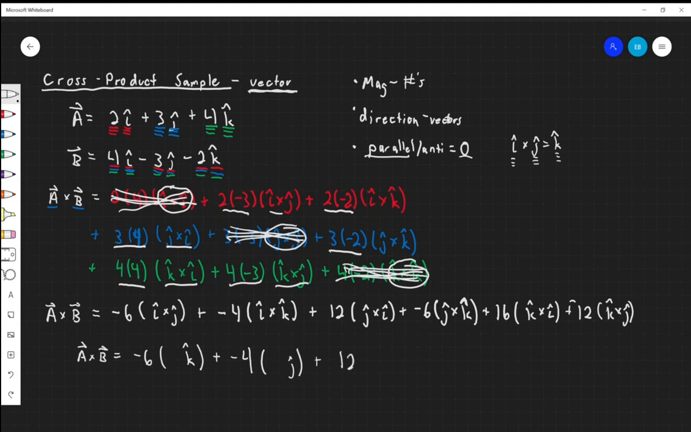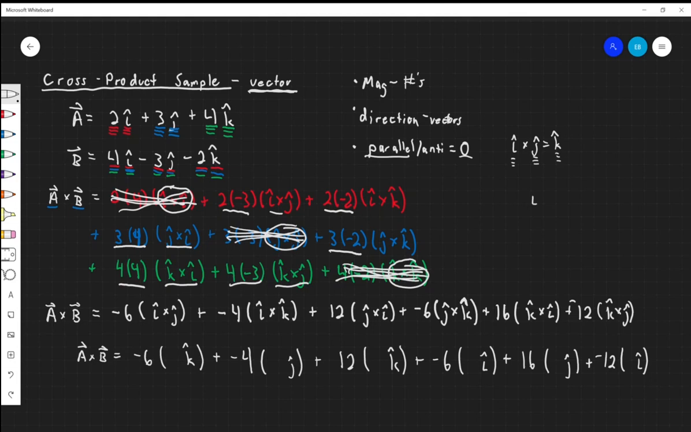Plus 12, j cross i. The vector I'm missing is k, so it's got to be positive or negative k hat. Plus a negative 6, j cross k. That's got to give me i hat. Plus 16, k cross i. The letter that I'm missing is j. And then plus a negative 12, k cross j, that's got to give me either positive or negative i. Okay, so there's all the vectors that I have. Now I need to figure out if they're positive or negative.